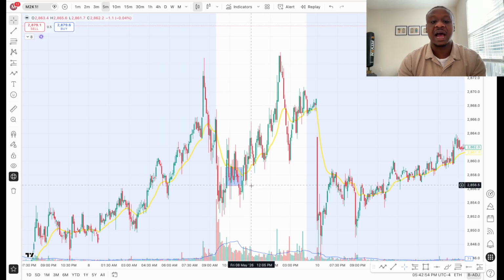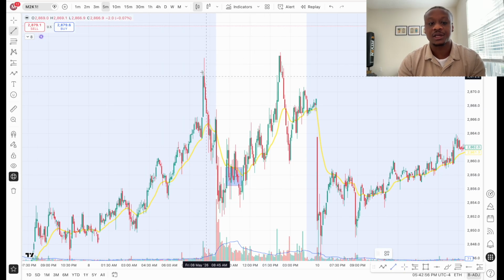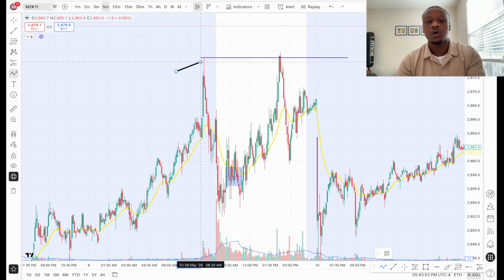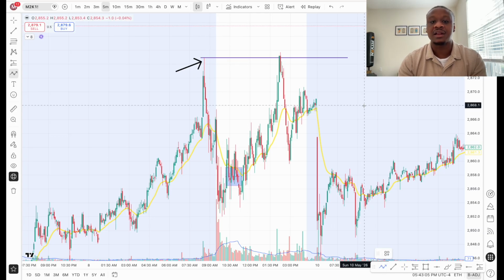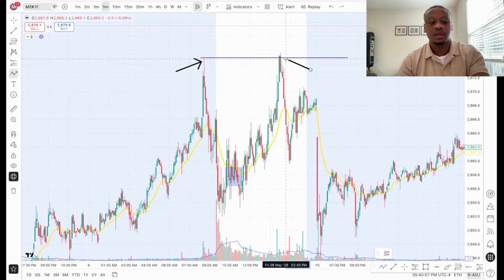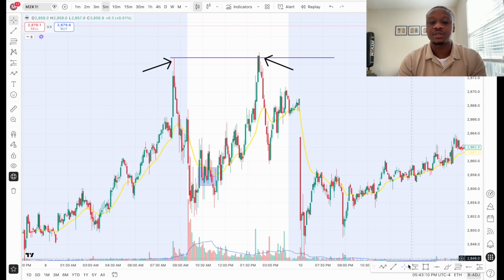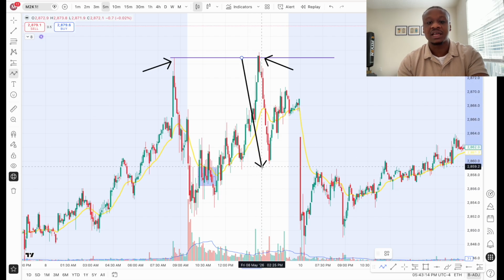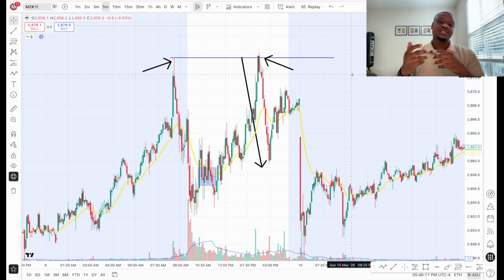Now for this example, we're looking at the Russell chart. And what are you guys noticing? We have this major swing high right over here, right? So this swing high was a major level that we ended up sweeping over here. And look what happened as soon as we swept that swing high. We had a breakdown and price reversed in the opposite direction. So it's always important to be paying attention to certain swing highs and swing lows on your chart, because those are potential areas where orders are waiting to be filled and where liquidity is waiting to be swept.